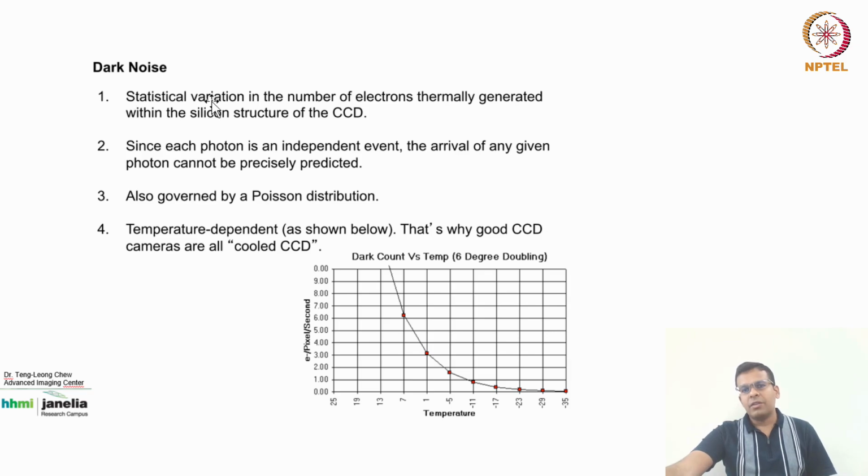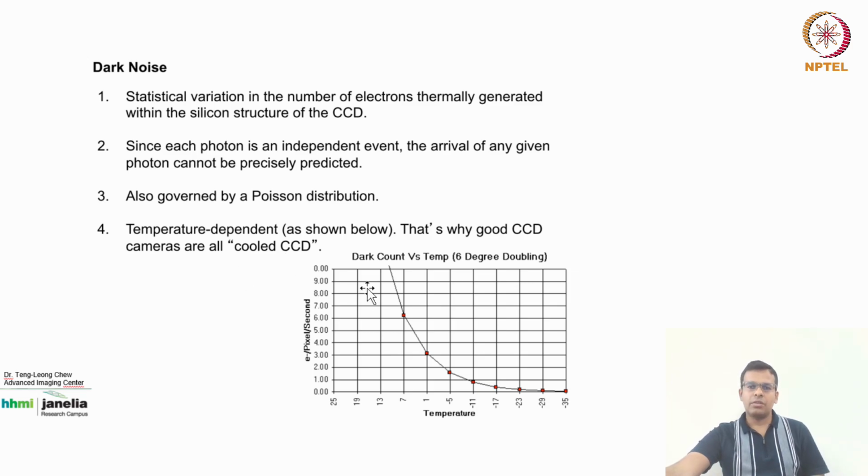Then the dark noise. It is the statistical variation in the number of electrons thermally generated within the silicon structure of the CCD. Since each electron generation is an independent event, it cannot be precisely predicted, and it is also governed by the Poisson distribution. And it is temperature dependent, as shown below. That's why good CCD cameras are always cooled CCDs.